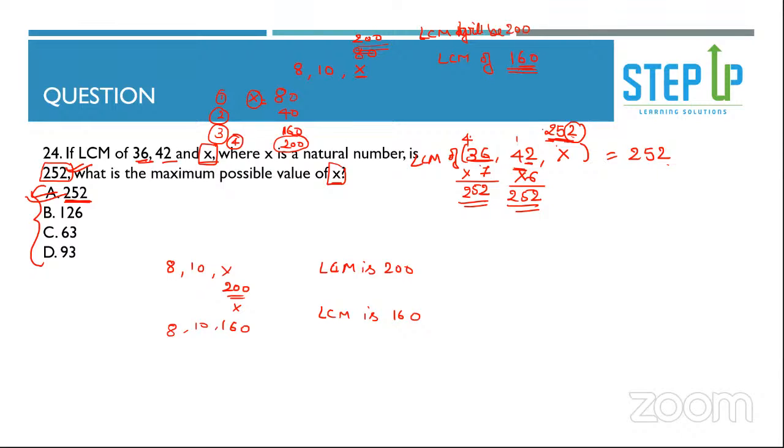Whatever number is given, like the few options I have given you here. If the LCM is given as 200, the x value would be 200 because 200 is divisible by 8 and 10. If the LCM is given as 160, 160 will be the direct answer. So keep this question in mind, in case it is a direct question, you can do it. Fair. Let's move on.